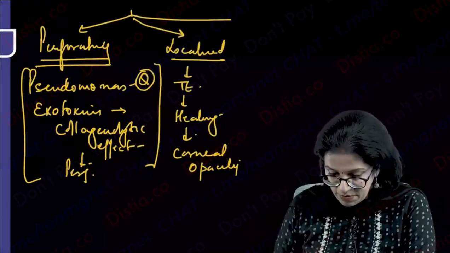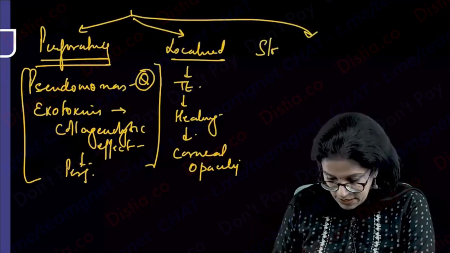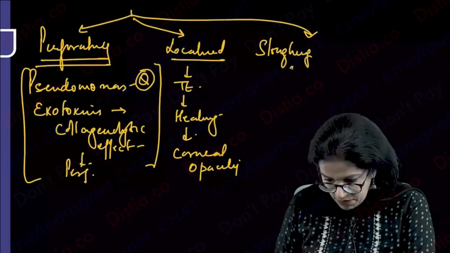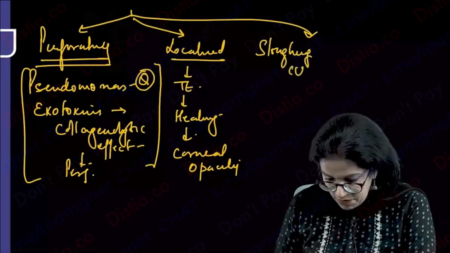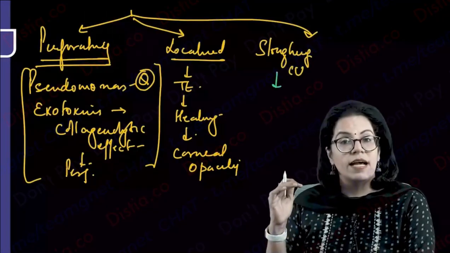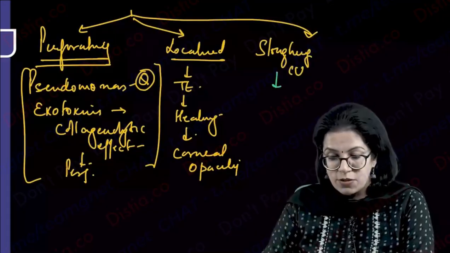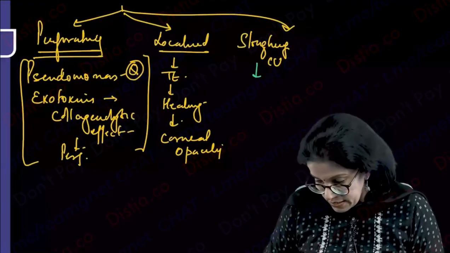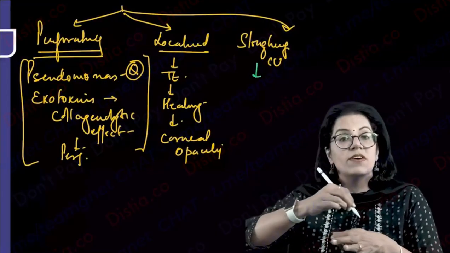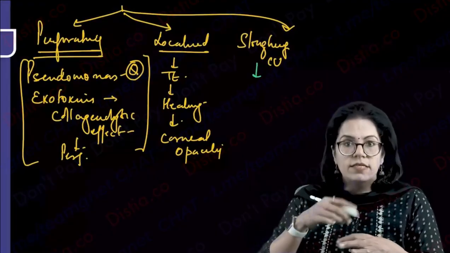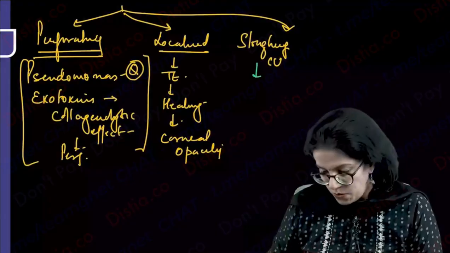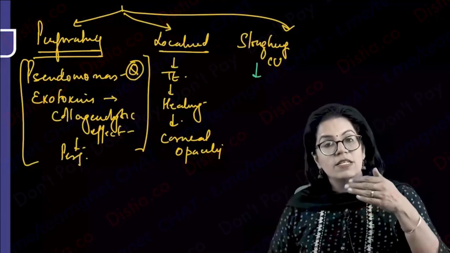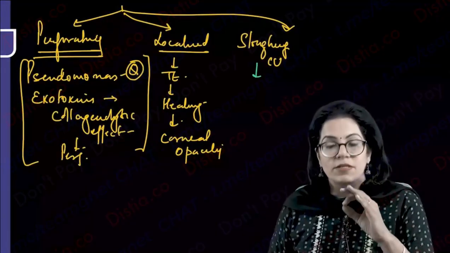Come to the third type. The third type is your sloughing corneal ulcer. Now what is a sloughing corneal ulcer? A very virulent organism is actually infecting the cornea. So when a very virulent organism is infecting the cornea, this is going to eat it up, cause necrosis of the cornea. Okay. So again, it doesn't mean that everything is open now. No. It is continuously being replaced by inflammatory tissue.